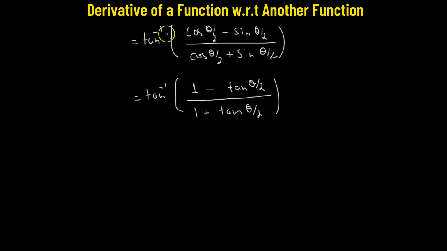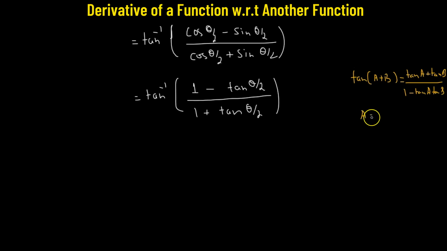Now we will make use of an identity. If we have tangent of a plus b, that simply equals tangent of a plus tangent of b, divided by 1 minus tangent of a times tangent of b.